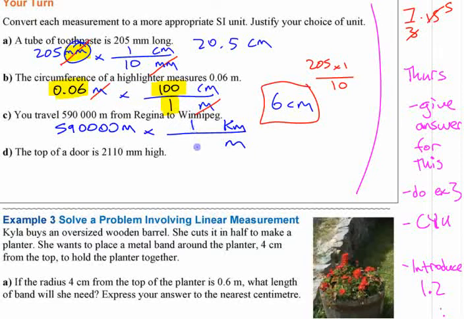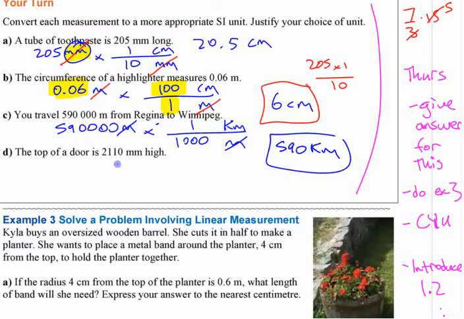What's the relationship? 1 kilometer is equal to 1,000 meters. That tells you if the thousand's on the bottom, you know you need to divide. This number divided by 1,000. So it's going to give you 590 kilometers, right? Because our meters cancel out. I know you can probably just go 1, 2, 3 and count it off like that.